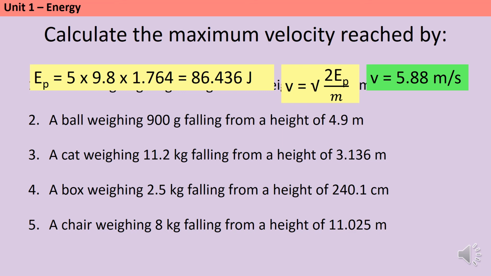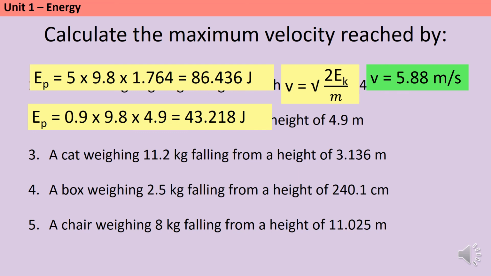So pause the video and have a go at the last 4 questions. Once you've rearranged the equation for kinetic energy to make velocity the subject, there isn't anything too tricky about this. So again, our second question had that little trick in it where the mass is not given in kilograms, it's in grams, so you need to convert it. So gravitational potential energy is going to be 43.218 joules, and then by plugging those numbers into my rearranged kinetic energy formula, I get a velocity of 9.8 metres per second.